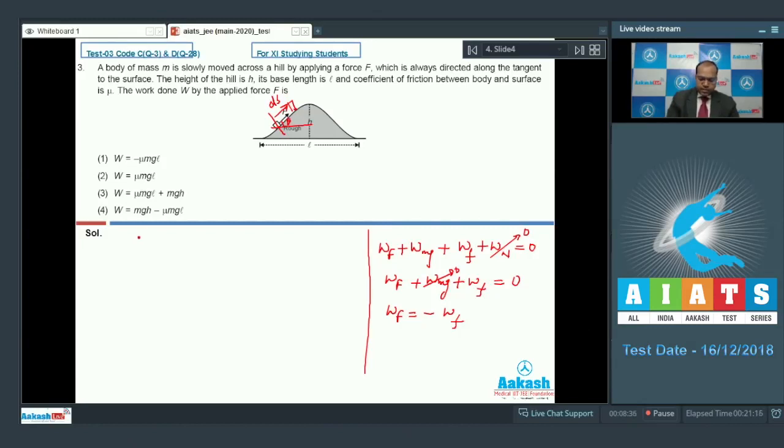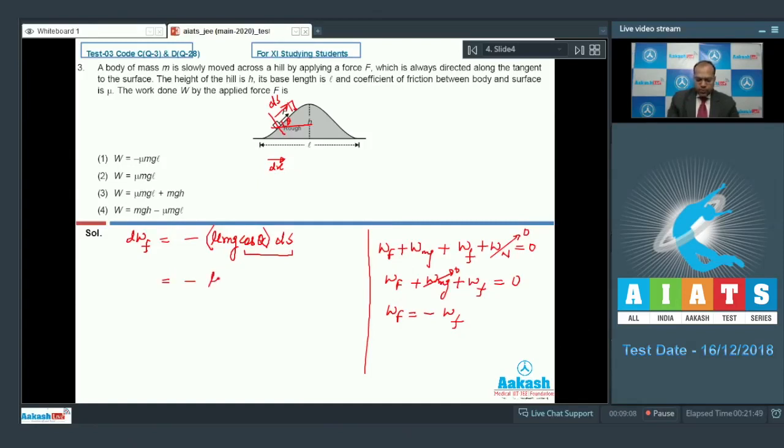So I can say that the work done by friction dW is equal to negative of mu mg cos theta, that is the frictional force, into ds. So as the block moves from this position to this position, the work done by friction is this much. So if I see the geometry, ds cos theta is the horizontal component of this displacement. So I can write ds cos theta as dx.